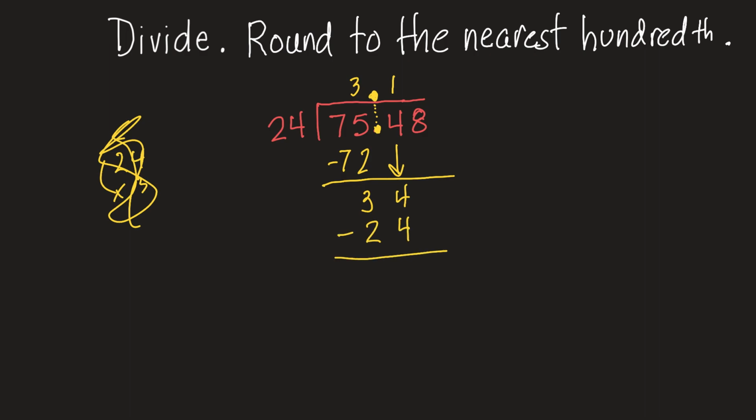Subtract, put your answer down. Okay, 24 from 34. Well, that's pretty easy. That's just 10. And then bring another number down, 8. Now, how many 24s are in 108?